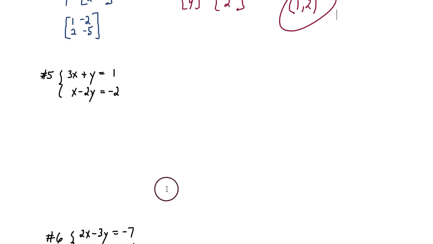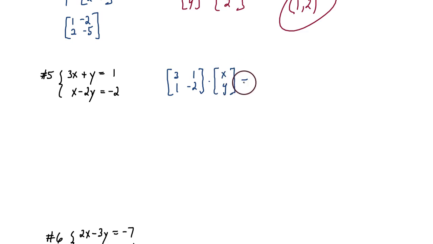Next, number 5. Let's rewrite it using matrices. 3, 1, 1, negative 2, and then the variables matrix, and then the constants matrix. Now let's get the inverse of the coefficients matrix.